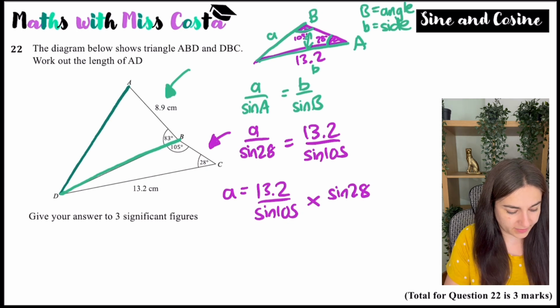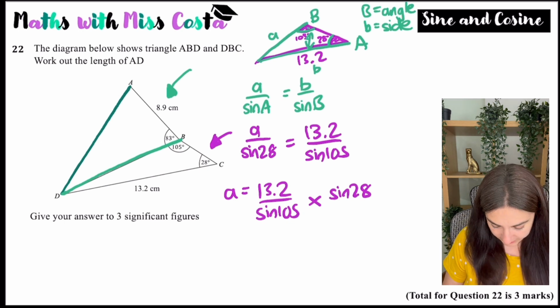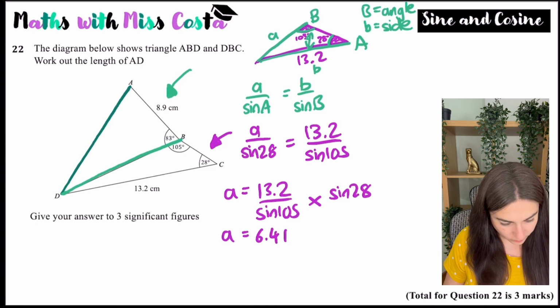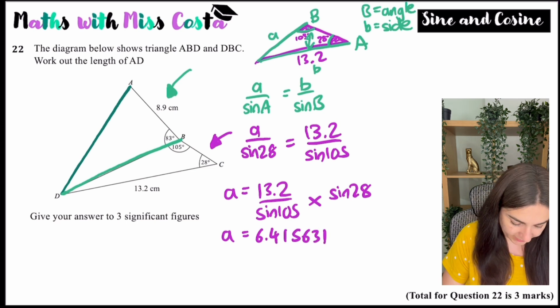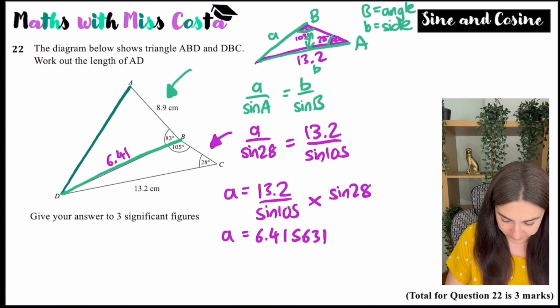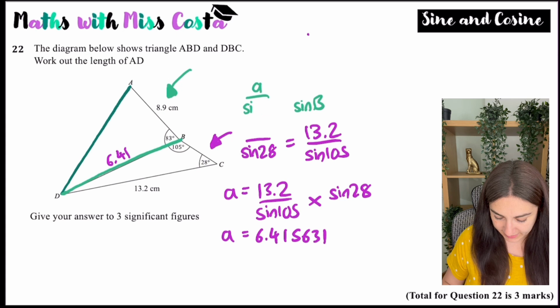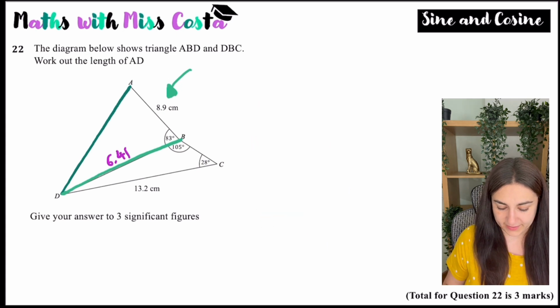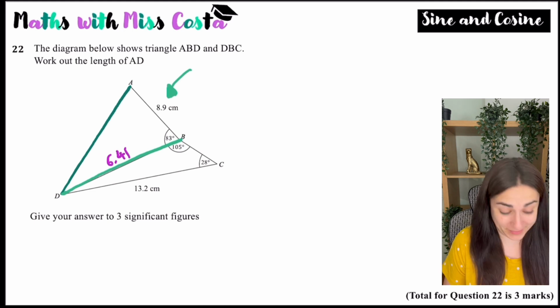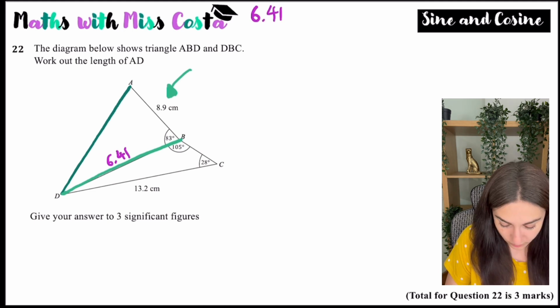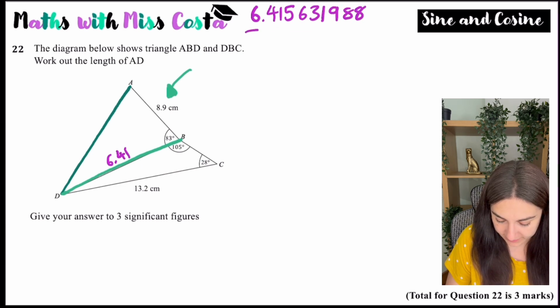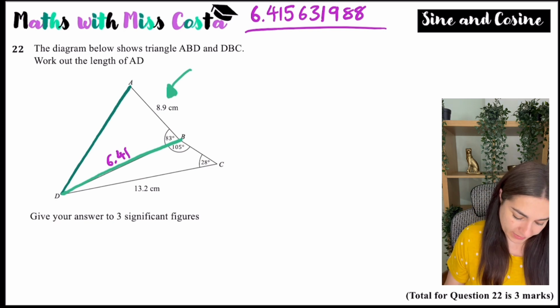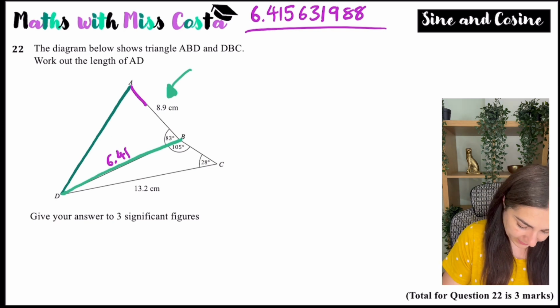Didn't close the bracket. Let's just check. Yeah. So a is 6.415631. So this length here is 6.41. I'm just going to write it out here on the top just to save for later in case I need it. That's just what I always do, because it's an exam. I want to be careful. So 6.415631988. Okay, now I have a side. I have a side here.